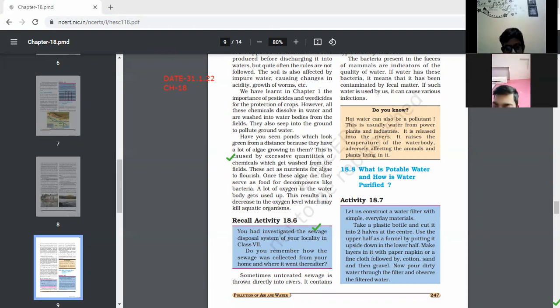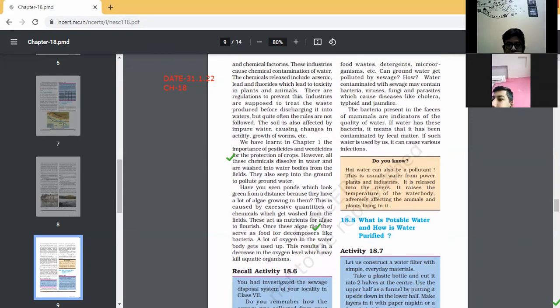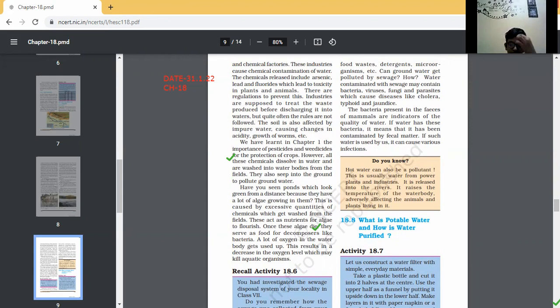Sometimes untreated sewage is thrown directly into rivers. It contains food waste, detergents, microorganisms, etc. Can groundwater get polluted by sewage? How? Water contaminated with sewage. Sewage may contain bacteria, viruses, fungi, and parasites, which cause diseases like cholera, typhoid, and jaundice.